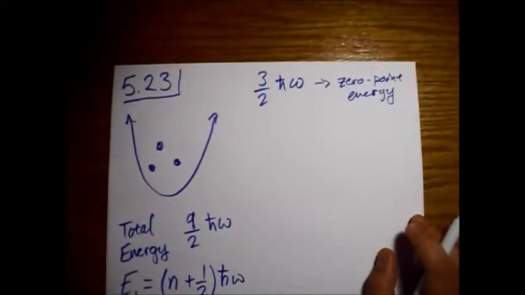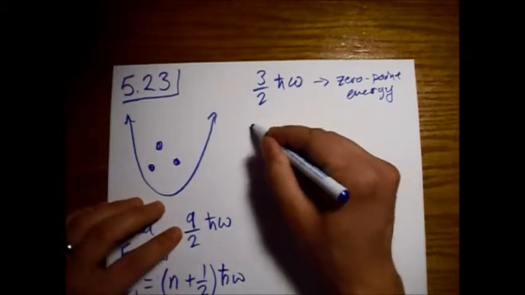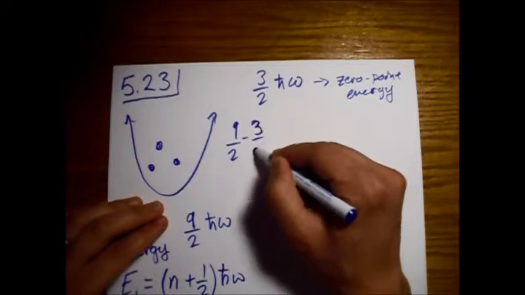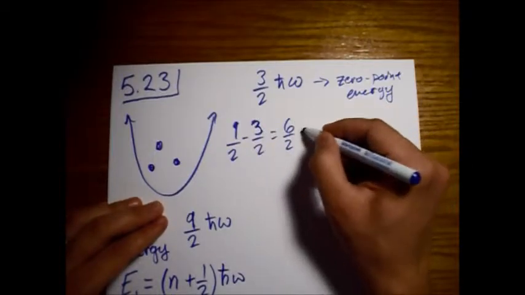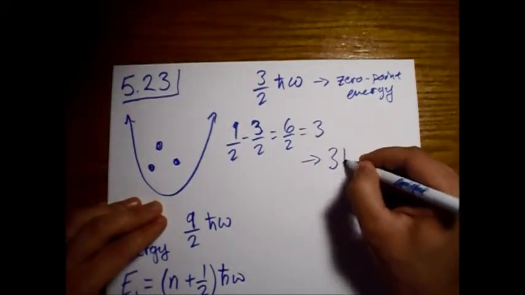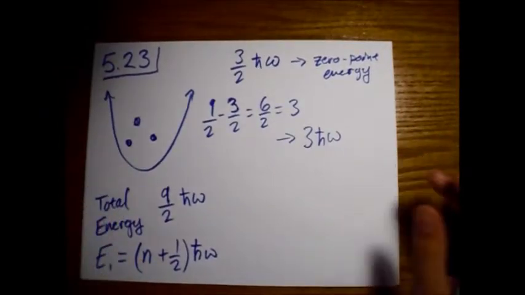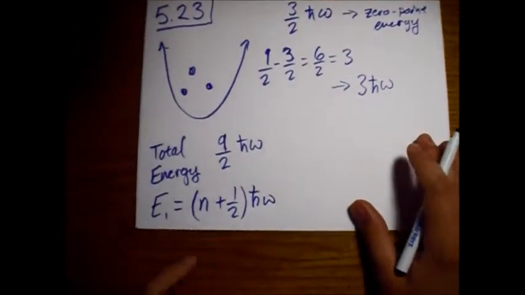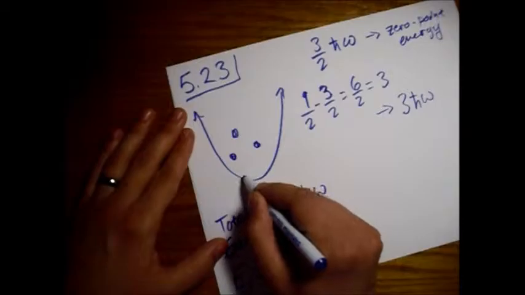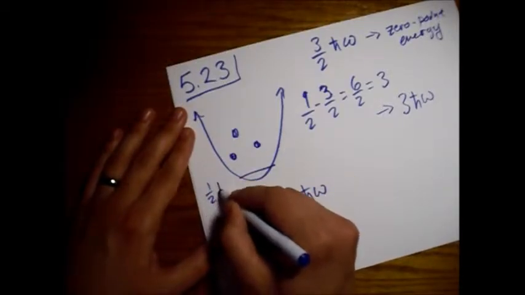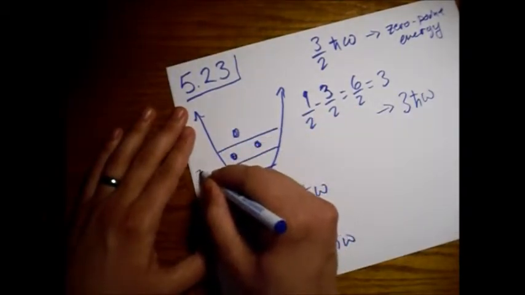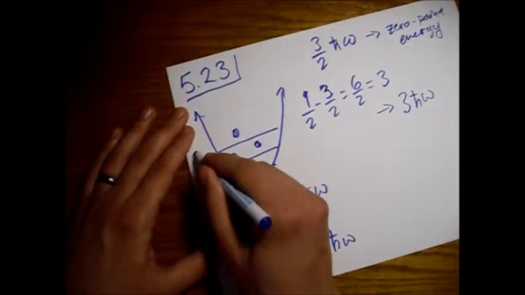Okay, so that leaves, well, let's just write this out. 9/2 minus 3/2 equals 6/2 equals 3. So we have 3 h bar omega to still decide what to do with. All right, and the quanta. If we were to draw in the energy levels here, we start with 1/2 h bar omega, but then we go in steps of 1 h bar omega. So 3/2 h bar omega, 5/2, right?